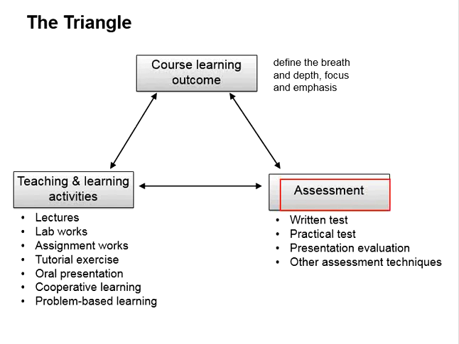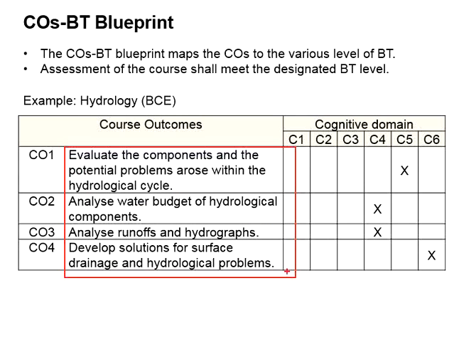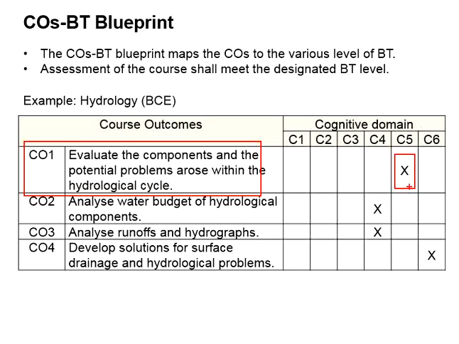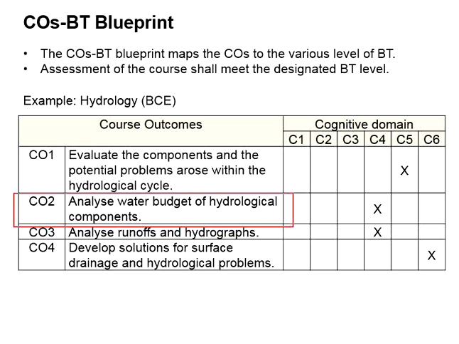Next, we talk about the assessment. The assessment will have to be based on the course learning outcome here. The course learning outcome will state the scope of the assessment. At the same time, it is also stating the level of assessment. Taking this as an example again, when it comes to the assessment for CO1, make sure you assess up to C5. As for CO2, you only need to assess up to C4. You are allowed to assess anything below C5. Make sure the highest level of assessment will be C5.